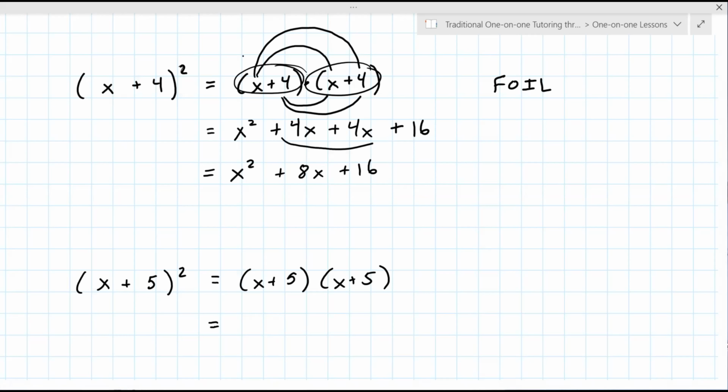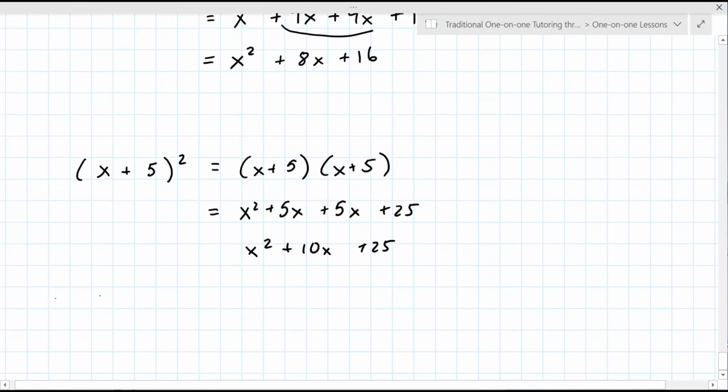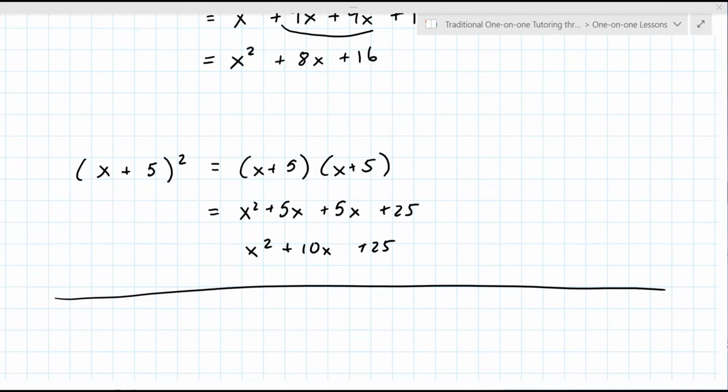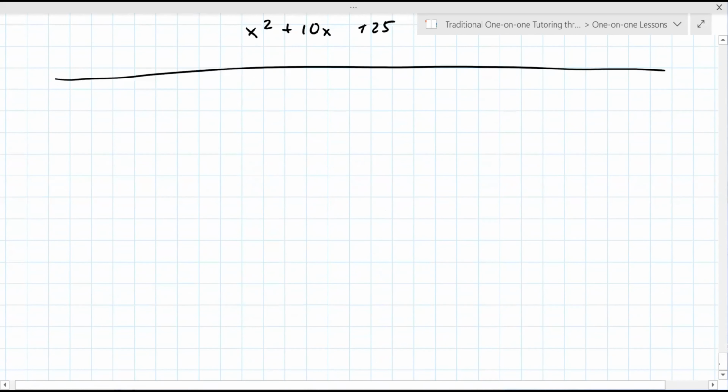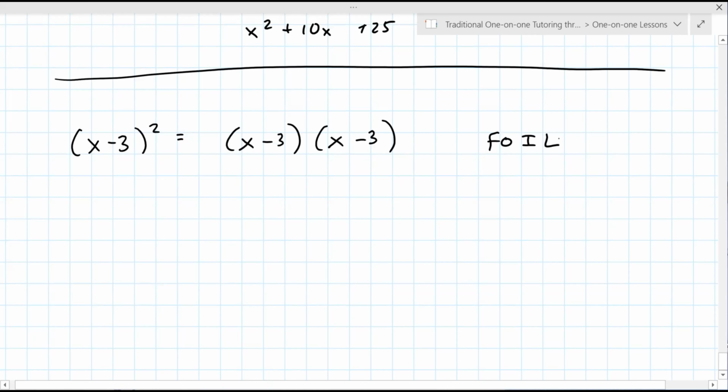X squared plus 10x plus 25. Okay, so I heard x squared plus 10x plus 25. Very good. Now it's also possible that you could get a problem that looks like this, where it's x minus 3 squared. And this means x minus 3 times x minus 3. And it's the same type of problem. It's a FOIL problem.